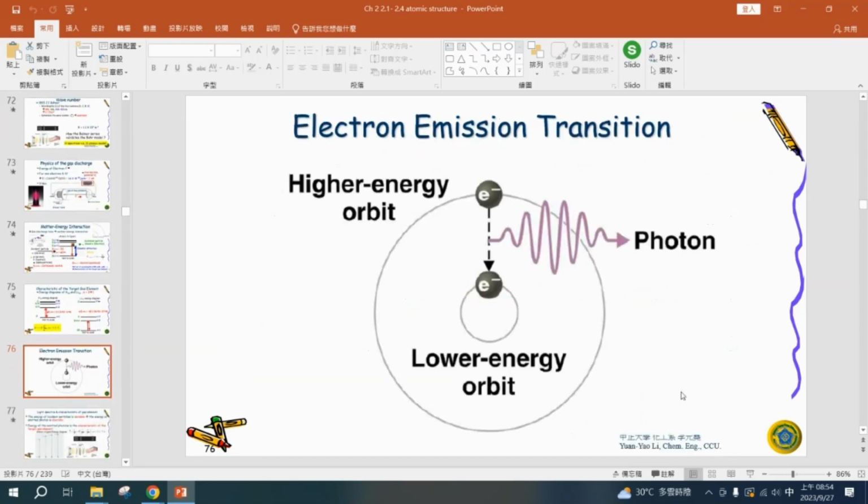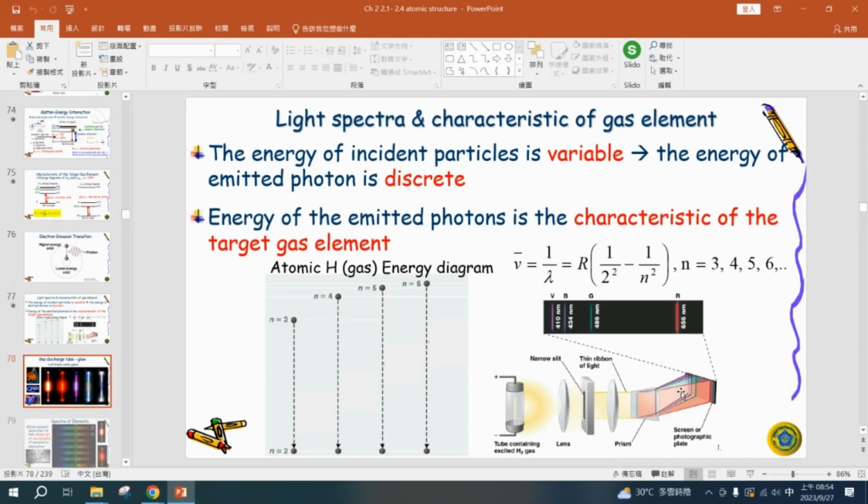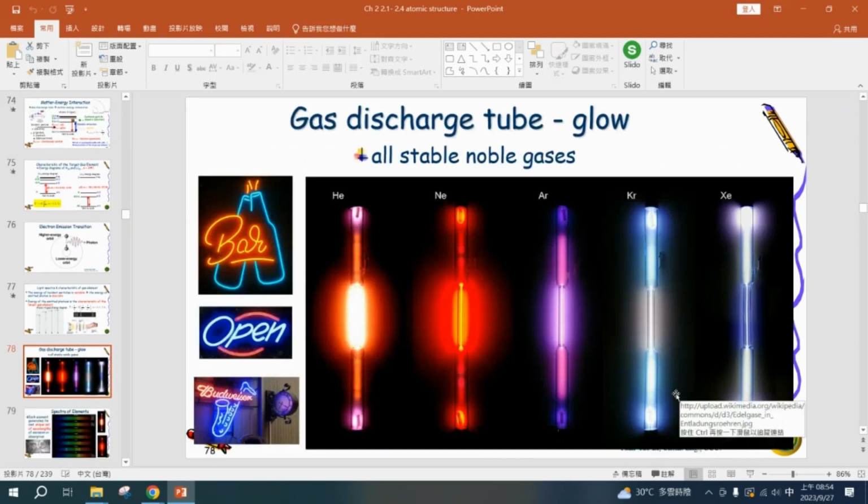In this case, we realize that all the elements have their own fingerprint, which is the spectrum. So hydrogen has its own spectrum. Oxygen has its own spectrum. So if we put different gases into the gas discharge tube, you will get different colors. And you can recognize this color by analyzing its spectrum. As a result, you will be able to know what kind of element is in the gas discharge tube.